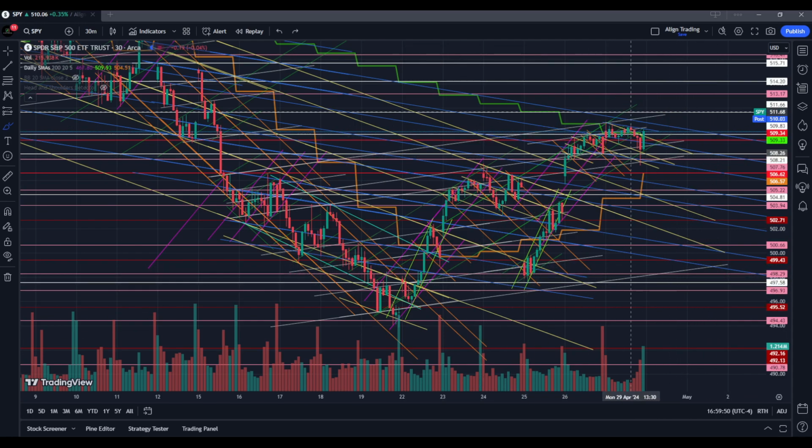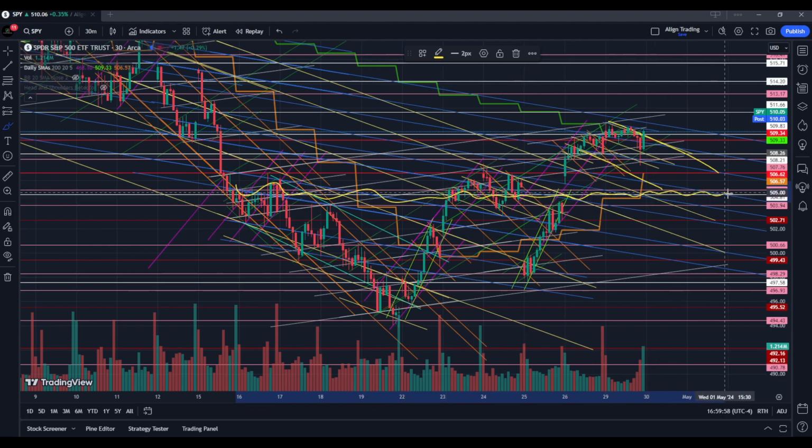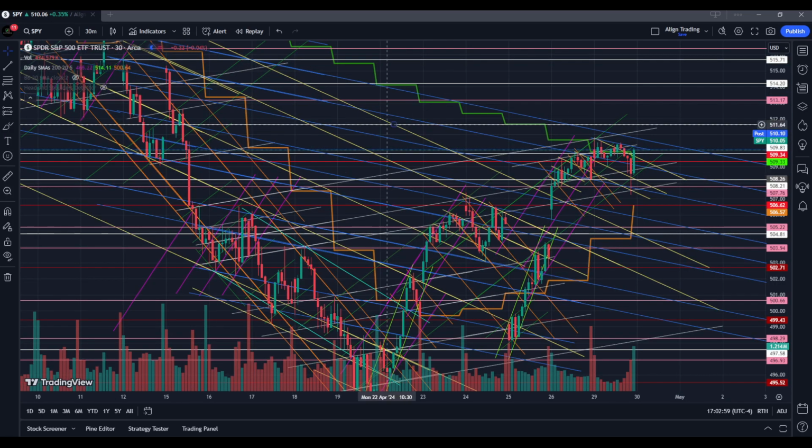We still can form a larger handle here though for this cup, and I would like to see it come down to this 505 pink level right here, as well as this moving average. If we were going to go up with a handle right there, that is what I would like to see. These moving averages are going to be crucial for entries and understanding where we are headed.